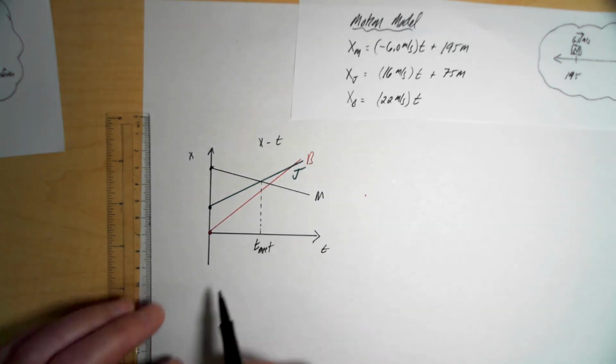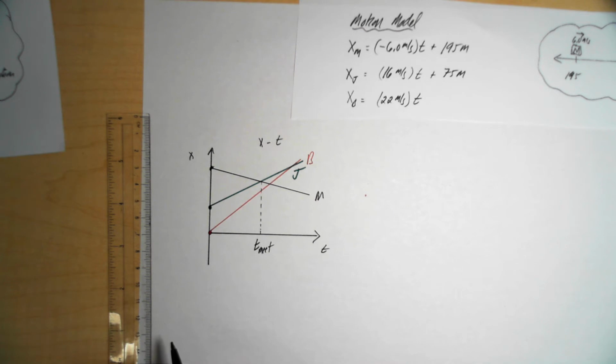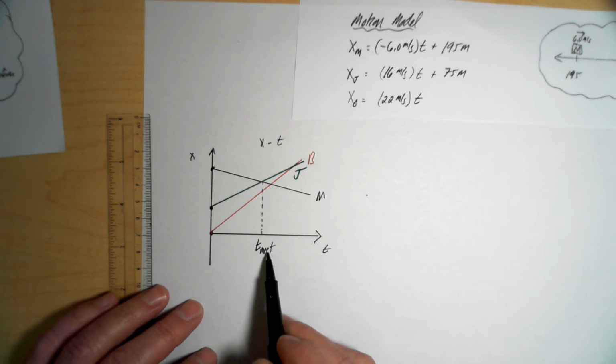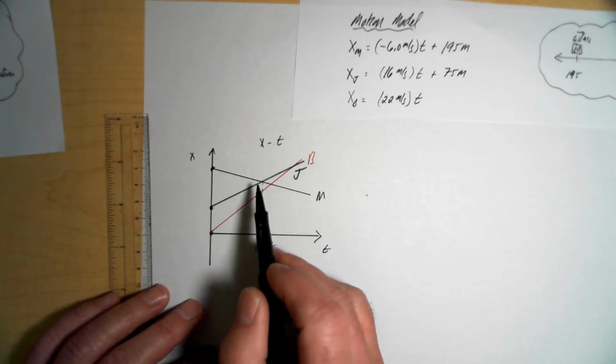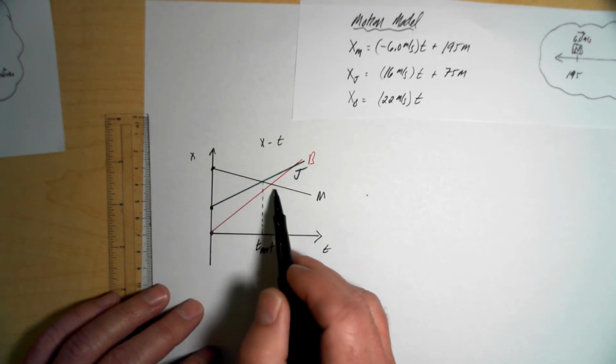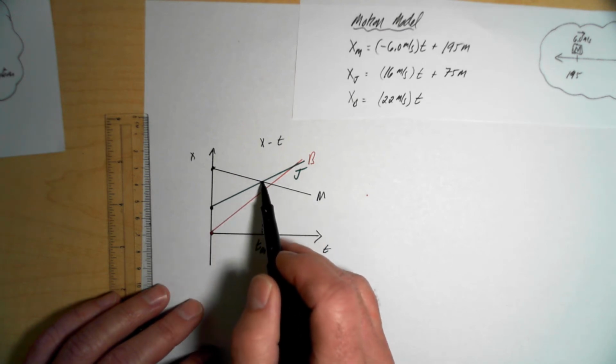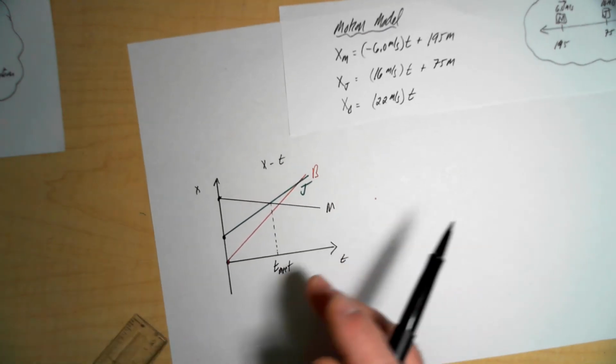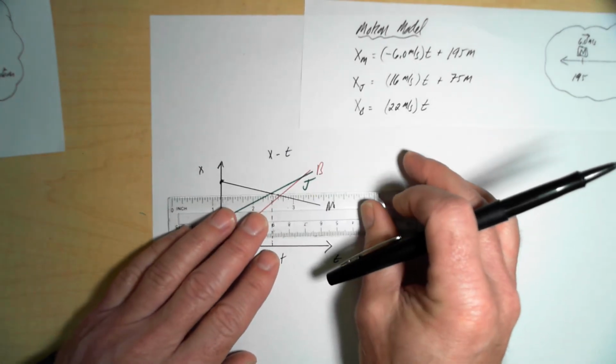So this is what I'm after. Okay. Well, let's think about it. What do we know at T meet? We know that the monster and Justin are going to have the same position. So let me just draw that over there.